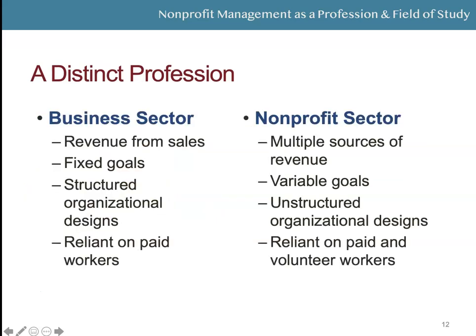So, a couple of things when we just look at how a business is structured. A typical business gets revenue from sales. They're selling a product or they're selling a service. A nonprofit organization may sell products and services or charge something for their products and services, but they generally have many other sources of revenue. Nonprofit organizations receive government grants at the federal and the state and the local level.